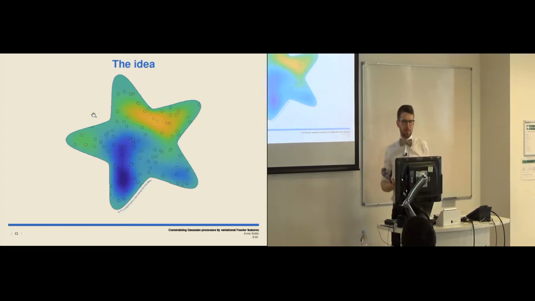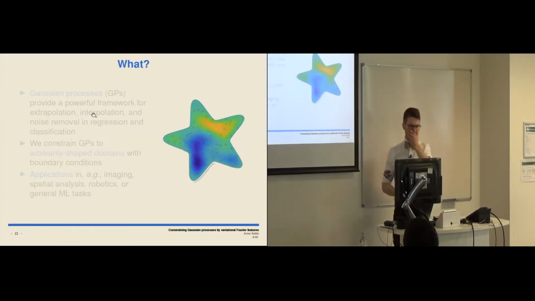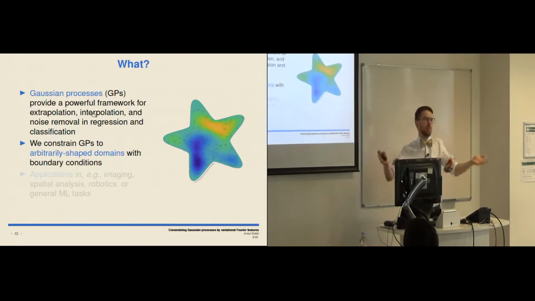How to set up a GP prior with these properties. And preferably also do that in a way that is scalable in terms of the number of observations you have, and also easily applicable in various kinds of problems. At this point you all know about GPs, so you know that they are a powerful framework for doing various things.